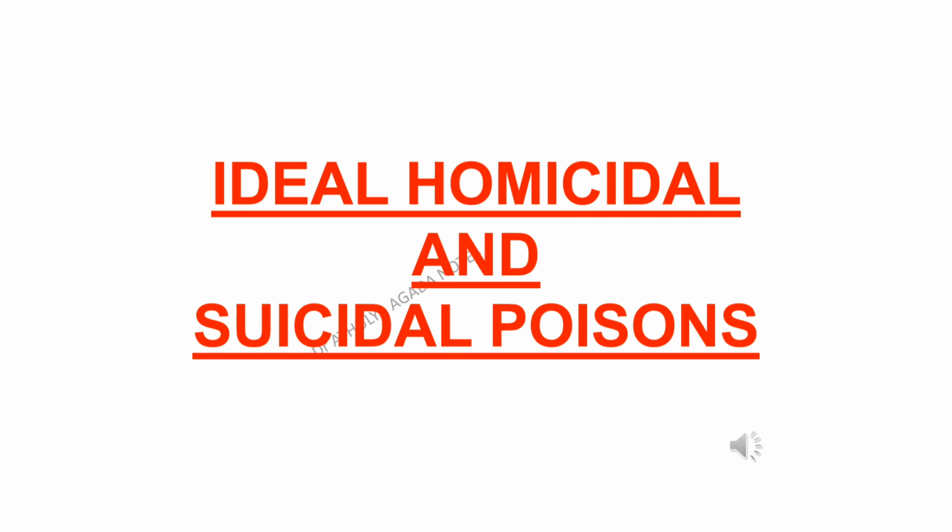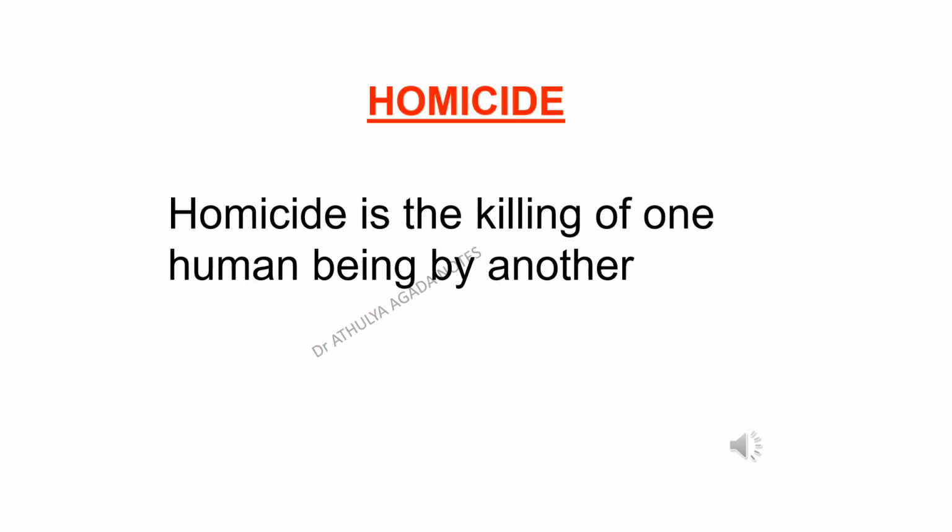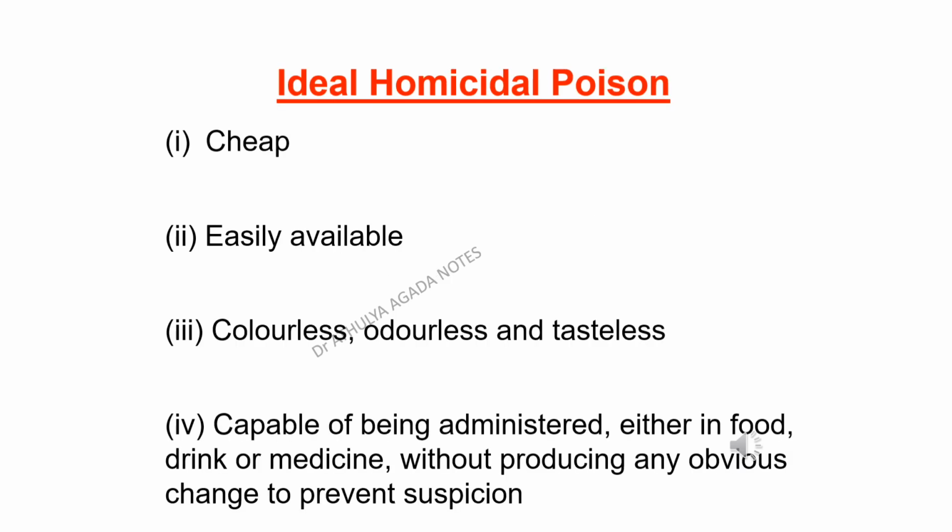Today, let's discuss a small topic, that is, what are the characteristics of ideal homicidal and suicidal poisons. What characteristics does a person look into while selecting the poison for homicidal or suicidal poisoning? Okay, let's look into homicide. As we know, homicide means the killing of one human being by another.